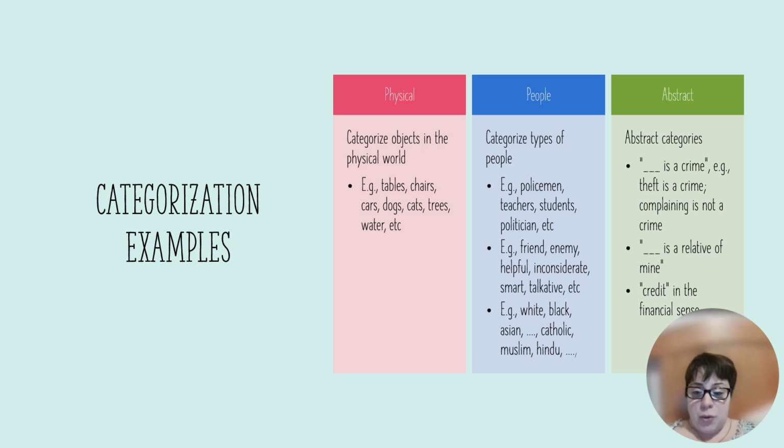You can categorize someone as being a relative of yours, either based on blood relation or based upon the importance of that person to you. So you can say that that person is your brother or sister, not by blood relation, but just based on the strength of your bond with them. And you can categorize things like credit in a financial sense, or maybe as social or reputational credit.